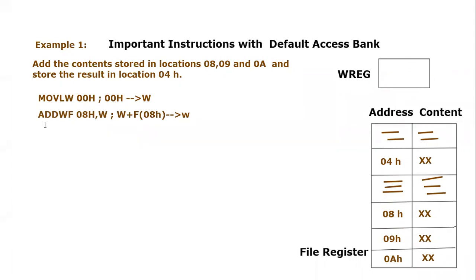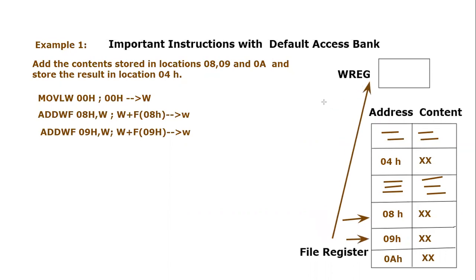What will be our next instruction? We can add one more time, add working with file, and this time we will add 09H with the working register, and again hold the result inside the working register. This time we are adding F09 hex, and that will go in the working register. So what we have done so far is that we have added these two contents. 08 and 09 both have been added, and the result is stored inside the working register, right?